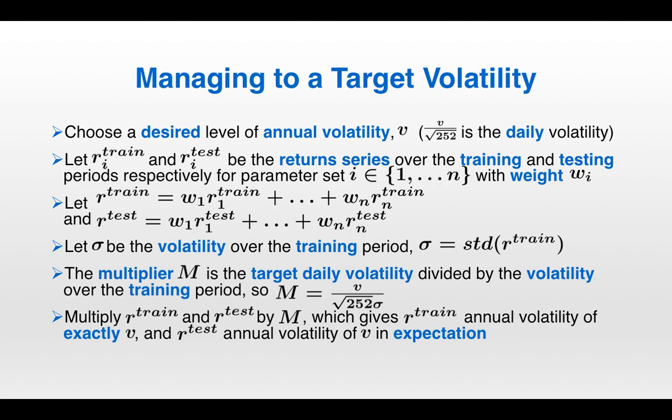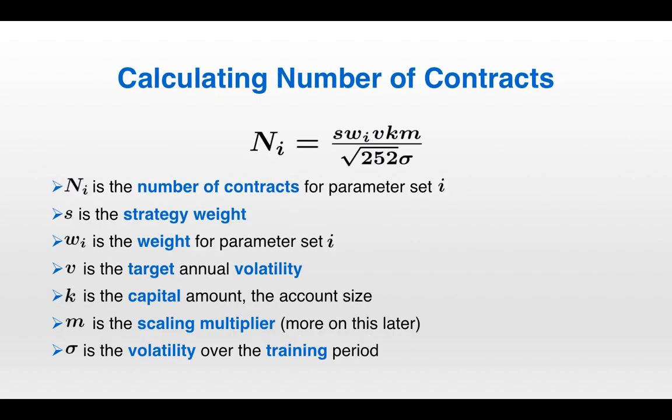Of course, we can't forecast exactly what the volatility will be over the testing period. But the assumption here is that the volatility over the testing period in expectation will be the volatility over the training period. And so by doing this calculation, we can get very close to our desired level of target volatility V over the testing period. So with that in mind, let's dive into the position sizing formula.